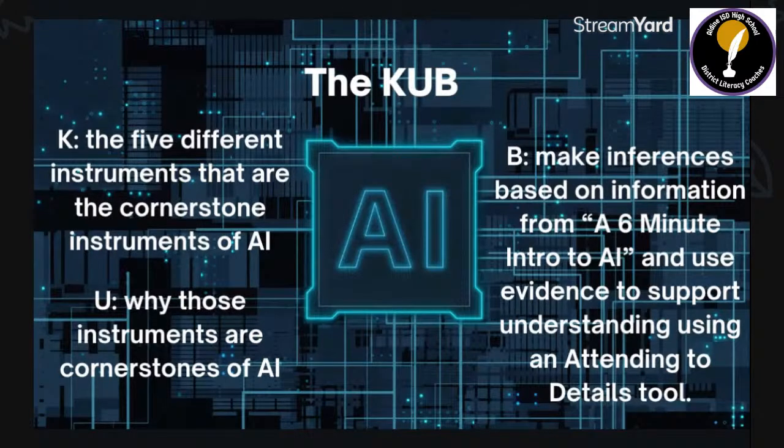So that brings us to our hub for Lesson 2. Students will know the 5 different instruments that are cornerstone instruments of AI. They'll understand why those instruments are cornerstone instruments of AI and be able to make inferences based on information from a 6-minute intro to AI and use evidence to support understanding using an attending to details tool.